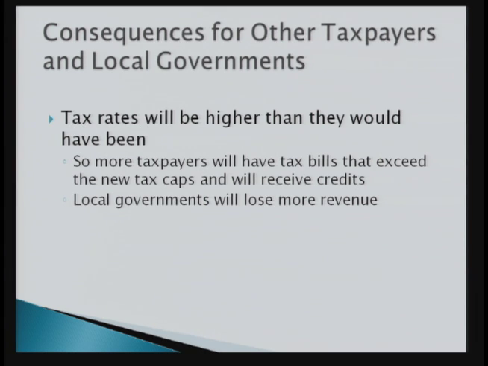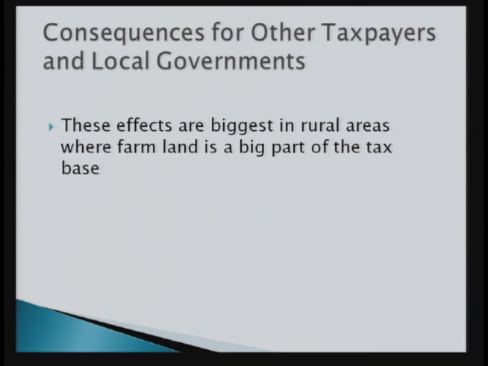Last slide here, last thing to point out is that these effects will be biggest in rural areas where farmland is a big part of the tax base. In urban areas and statewide, this will be an effect that will be very hard for anybody to notice other than owners of farmland. Owners of farmland will certainly notice, but the shift in taxes will be very difficult for those in urban areas to see because farmland is a relatively small share of the total tax base in urban areas and in suburban areas. In rural areas, however, in a lot of rural areas, all you've got is farmland and housing, and so the effects there will be greater.